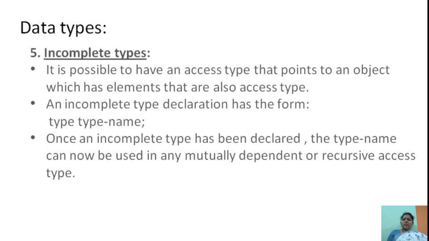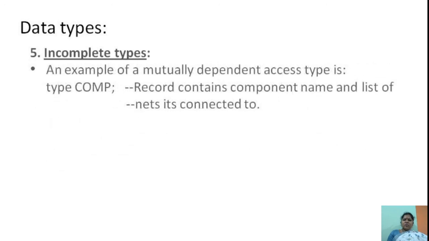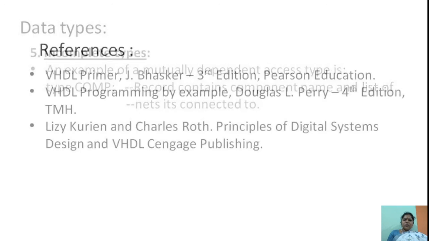An incomplete type declaration has the form type name. Once an incomplete type has been declared, the type name can now be used in any mutually dependent or recursive access type. So the example of a mutually dependent access type is type comp. Record contains the component name and the list of nets it's connected to.